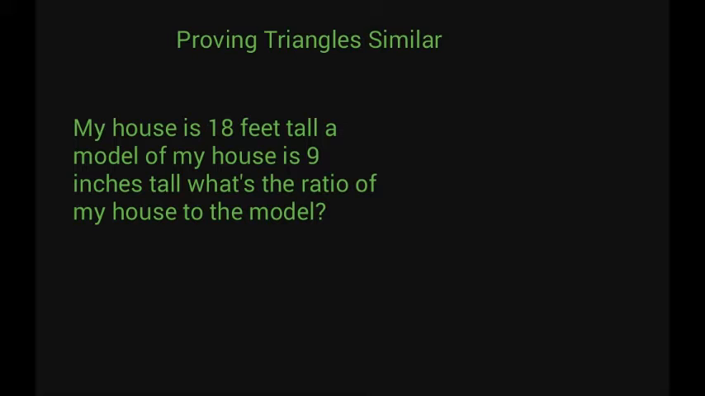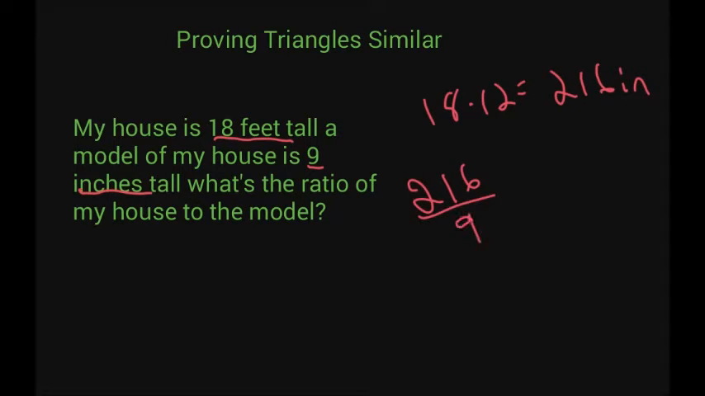So like I said, I hadn't done one of these before because what we're talking about here is 18 feet and 9 inches. So I can't just make the ratio of 18 and 9 because we're not talking about the same units, and ratios need to have the same units. So I need to convert my feet, which is 18, to inches. There's 12 inches in a foot, so I'm going to do 18 times 12. Multiply that out and get 216 inches. So my ratio is 216 over 9.